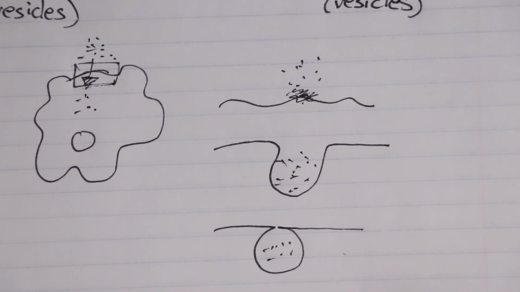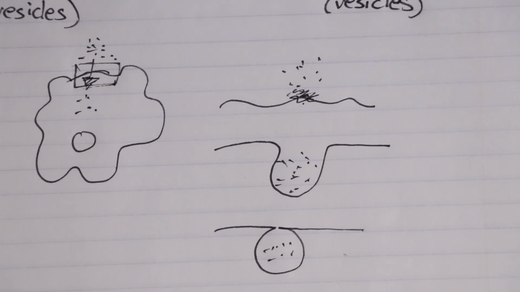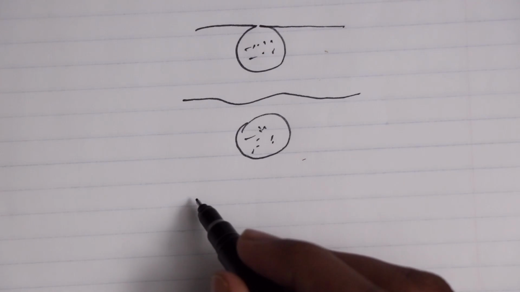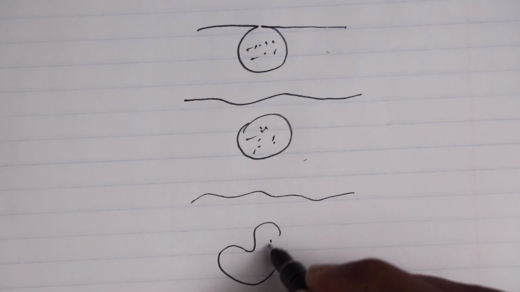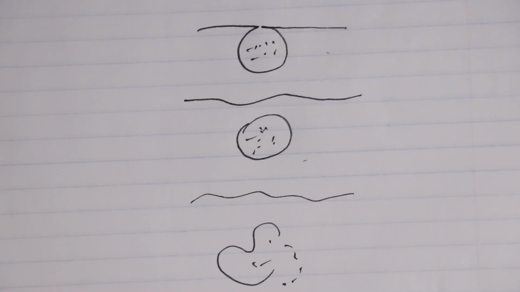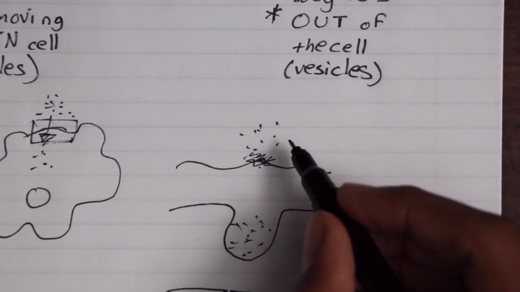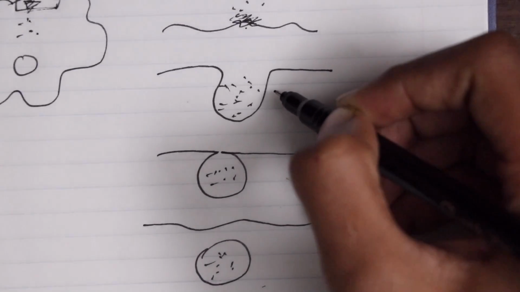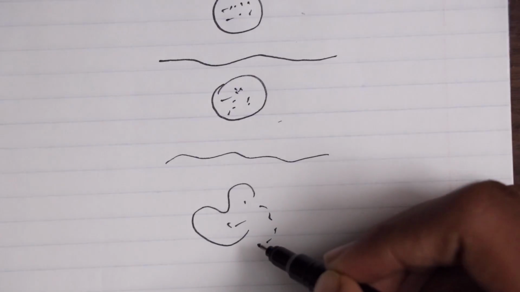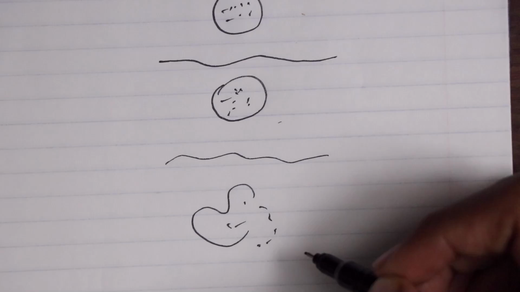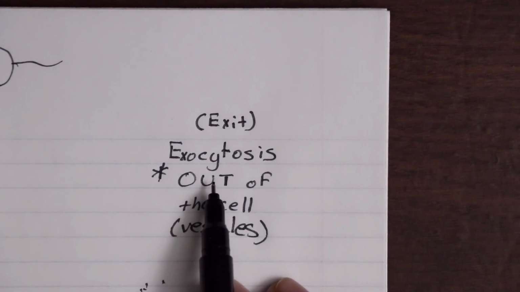And then eventually, the bubble will be free inside of the cell, just like that. And then it'll get released, cell membrane, and this will pop, and it'll go out, just like that. So it's going from outside the cell, kind of engulfs it some more, all the way, and then it gets dispersed inside the cell. Now basically, for exocytosis, it's the exact opposite.